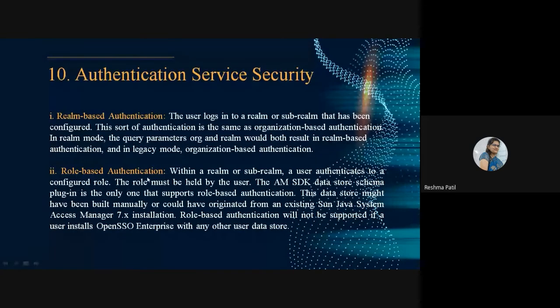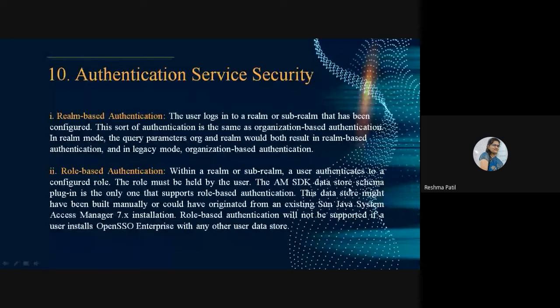Then role based authentication. Here, on the basis of role you are going to authenticate and you will get the access. So within the realm or sub realm, a user authenticates to the configured role for which configuration he is authenticating. On the basis of that, he will get the menus. For example, on your online admission system, you will not get all the menus. Which are the menus required for you? Only those menus are visible to you. So what is your role? You only have to fill the admission form. So that part will be open for you. So based on configuration, you will get the access. The role must be held by the user.